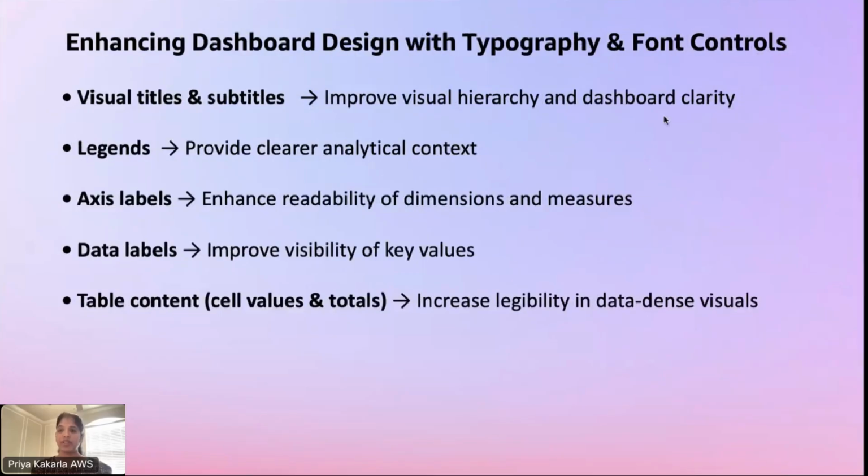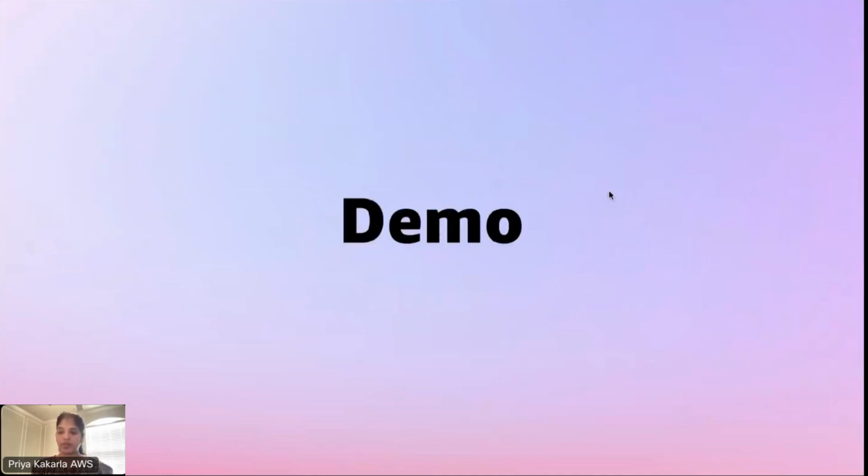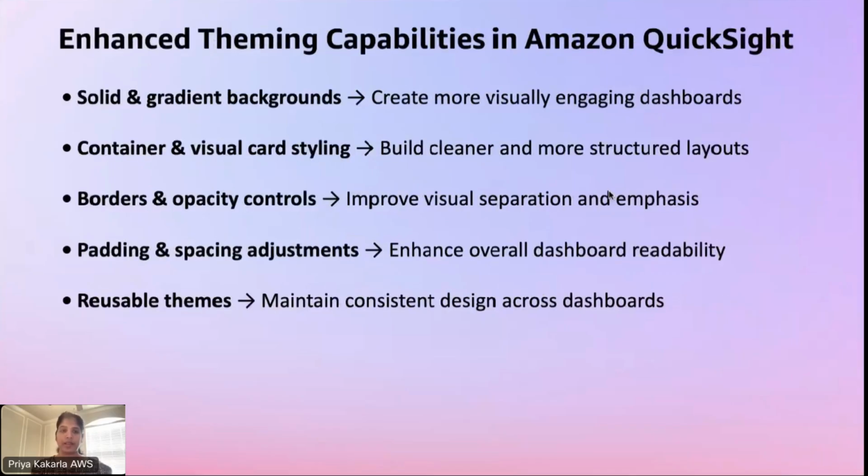So let me first touch upon how theming has been important and how the new enhancements give you greater flexibility in different areas or sections within theming itself. Considering the theming capabilities in Amazon QuickSight, starting with solid and gradient backgrounds.